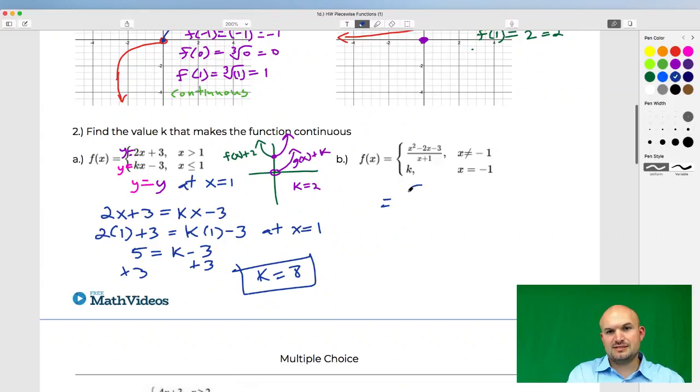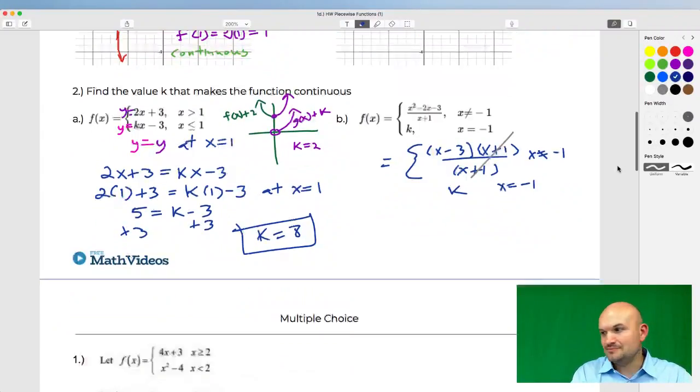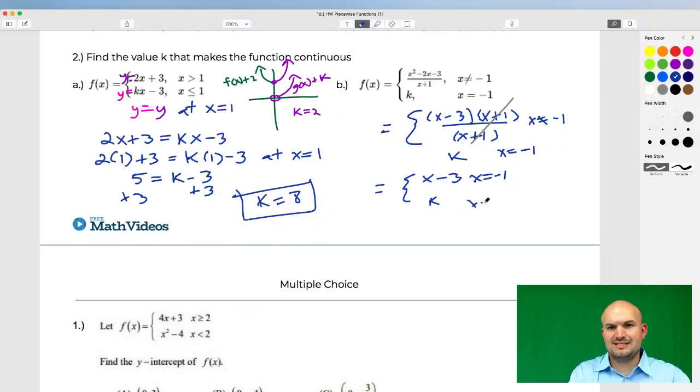So what I'm going to do in this case is simplify my rational expression. I'm going to factor this to x minus 3 times x plus 1 all over x plus 1, where x cannot equal negative 1. And I have k, where x is equal to negative 1. And now what you can see is my x plus 1s divide out. So now when I rewrite this, I have x minus 3 when x is not equal to negative 1, and I have k when x is equal to negative 1.